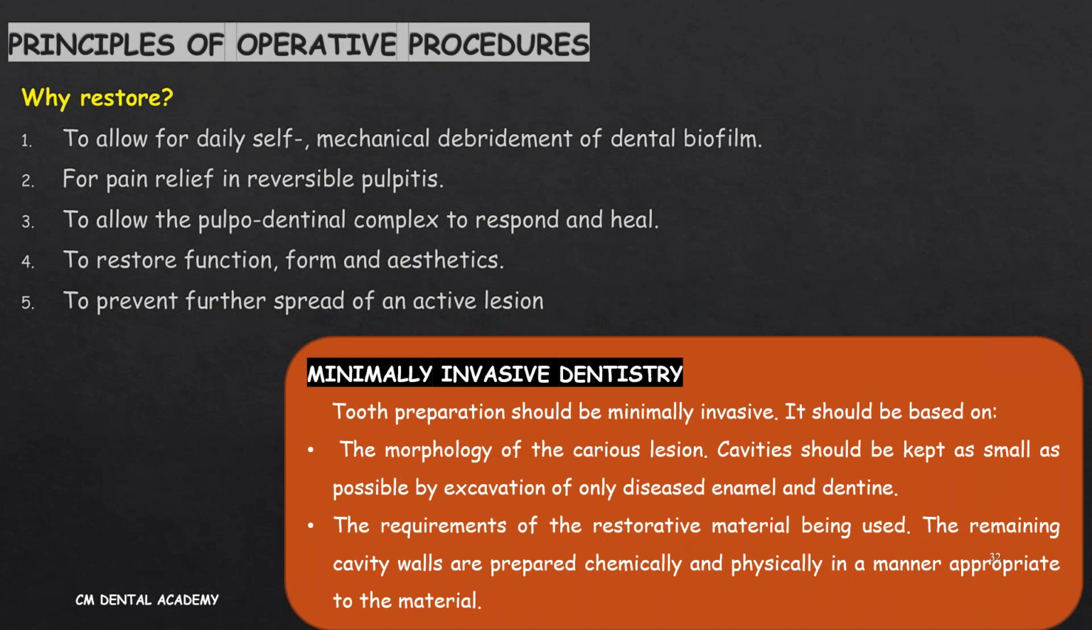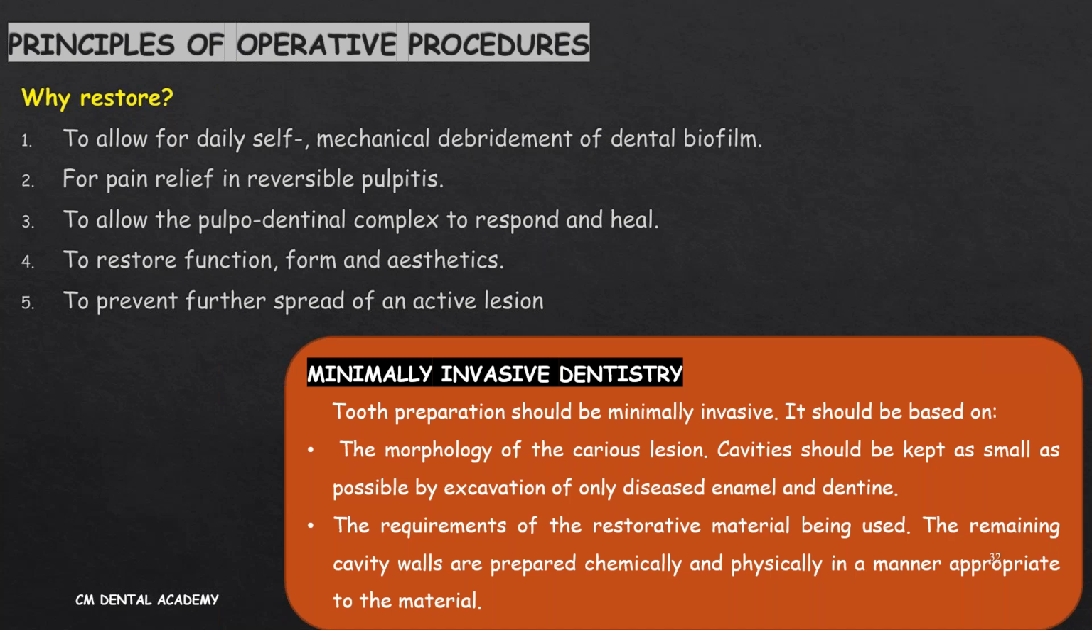Principles of operative procedures. Why is it required to restore the tooth? To allow for daily self-mechanical debridement of dental biofilm, for pain relief in case of reversible pulpitis, to allow the pulpodentinal complex to respond and heal, to restore function, form, and aesthetics, which is utmost, and to prevent further spread of an active lesion.